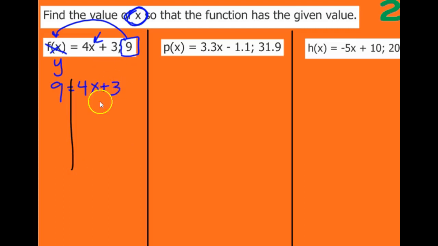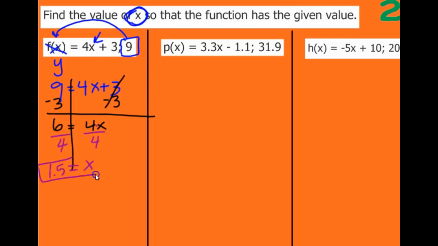Always get rid of your addition or subtraction first. We're doing the order of operations backwards, so subtract 3. We get 4x equals 9 minus 3 is 6. And then divide by 4. 6 divided by 4. We could simplify that to 3 over 2. But if I plug that in my calculator, it would give me 1.5.